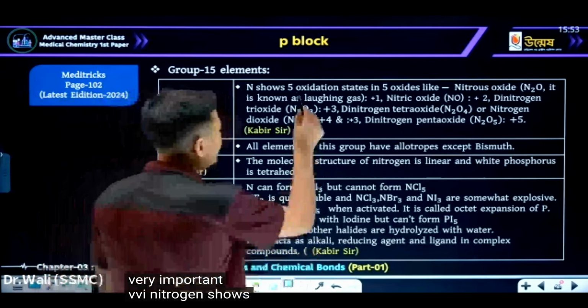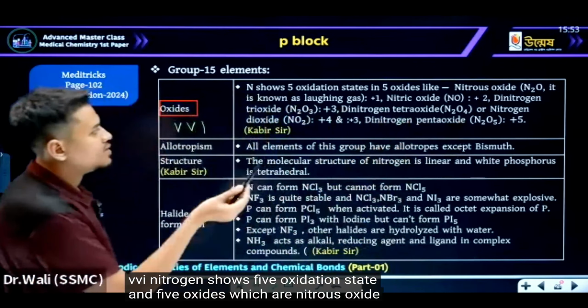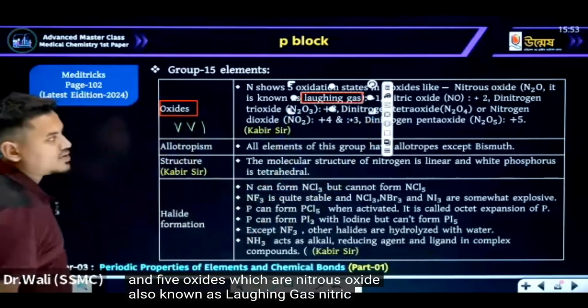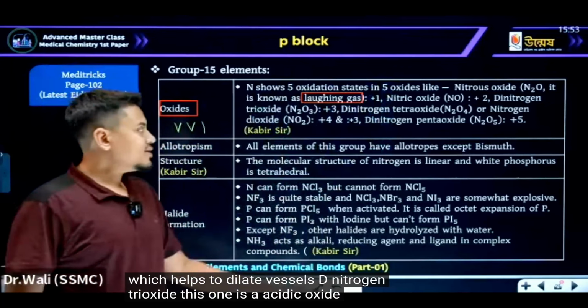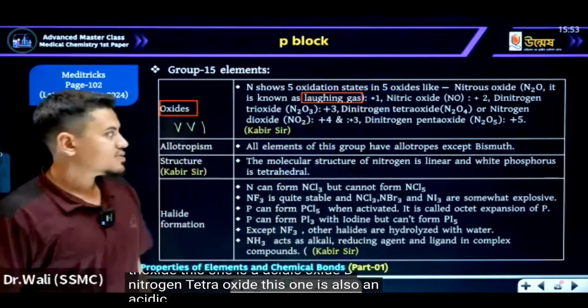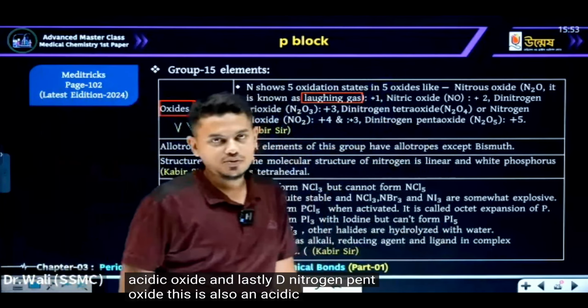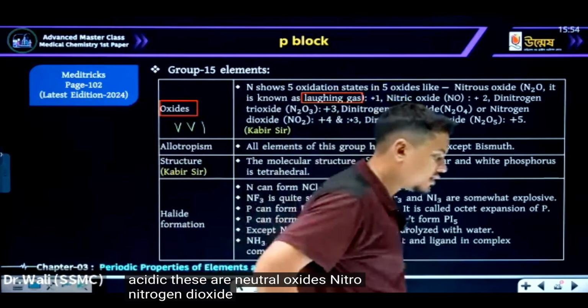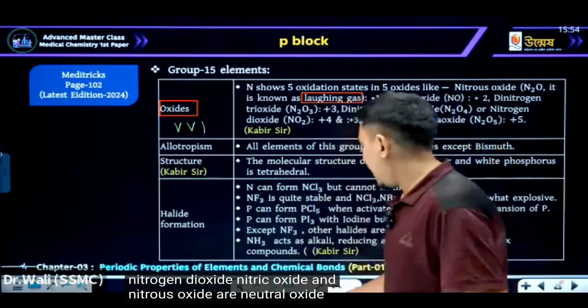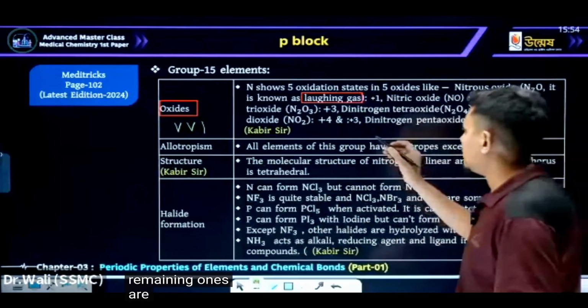Nitrogen shows 5 oxidation states and 5 oxides, which are nitrous oxide, also known as laughing gas, nitric oxide, which helps to dilate vessels, dinitrogen trioxide, an acidic oxide, dinitrogen tetroxide, also an acidic oxide, and lastly dinitrogen pentoxide, also an acidic oxide. Regarding the first two, these are not acidic, these are neutral oxides. Nitrogen dioxide, nitric oxide and nitrous oxide are neutral oxides, and the remaining ones are acidic.